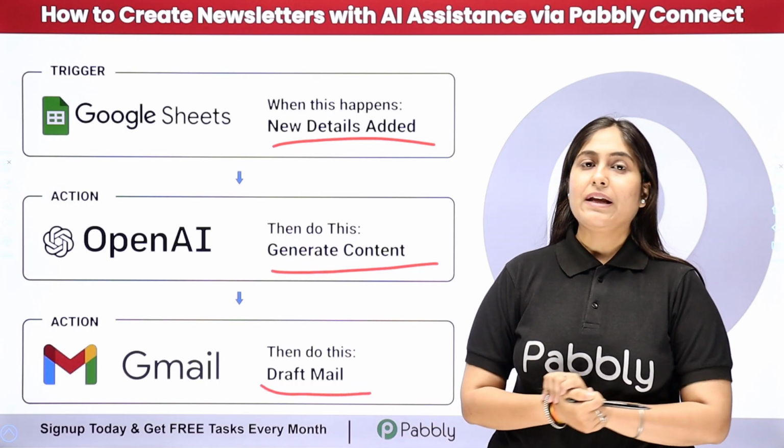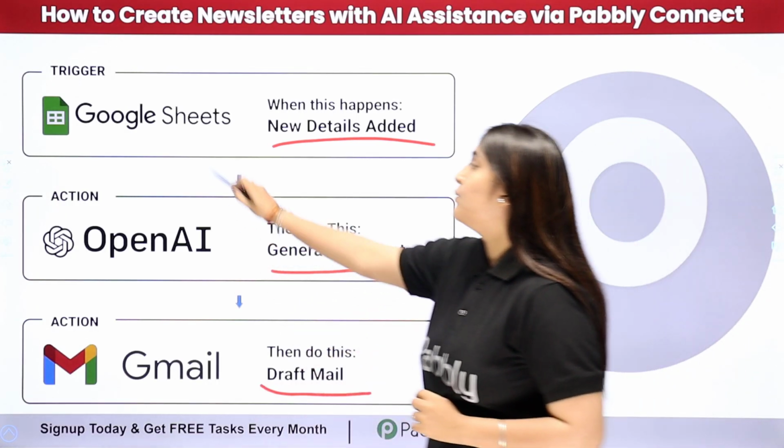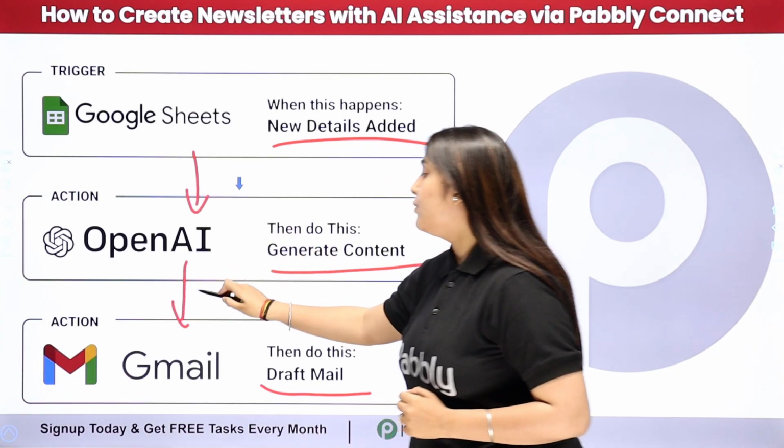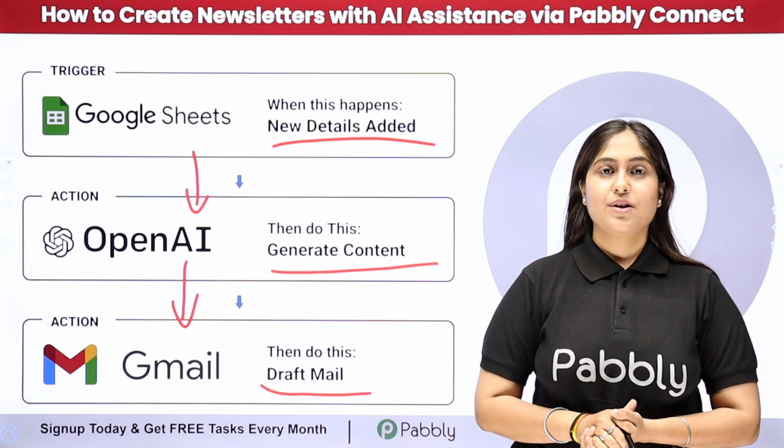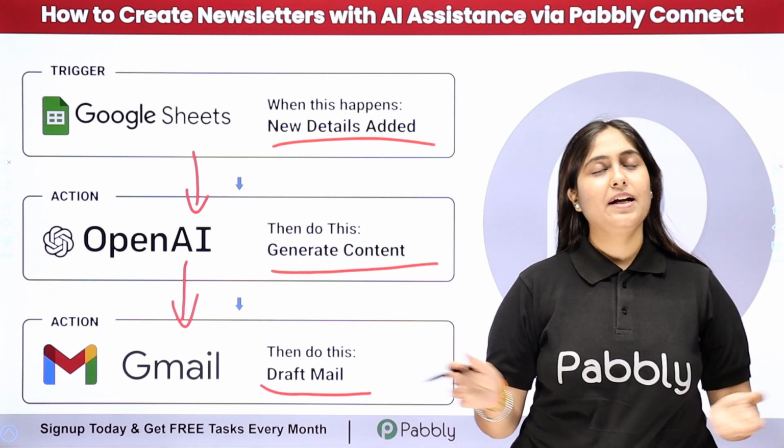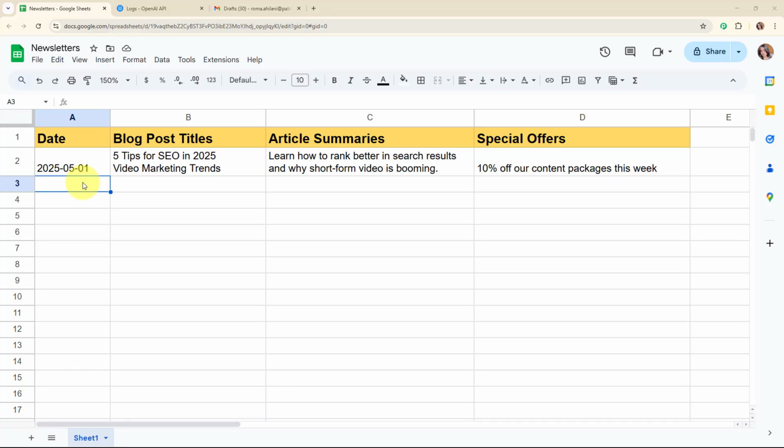Now to automate the entire process, I need to connect my Google Sheets with OpenAI and Gmail using an automation software named Pabbly Connect. So to see the working of this automation and to learn this process step by step, let me take you to my screen. Welcome to my screen.